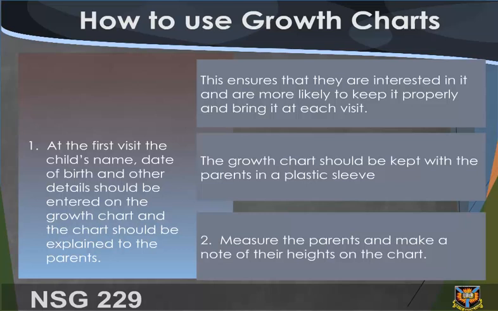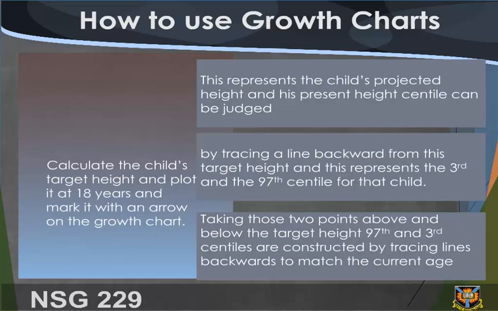2. Measure the parents and make a note of their height on the chart. Calculate the child's target height and plot it at 18 years and mark it with an arrow on the growth chart. This represents the child's projected height, and its present height centre can be judged by tracing a line backward from this target height, and this represents the 3rd and the 97th centile for that child.